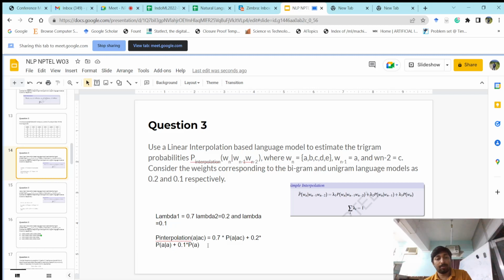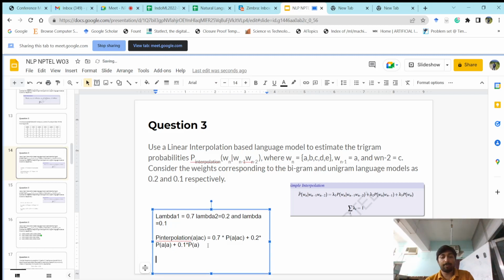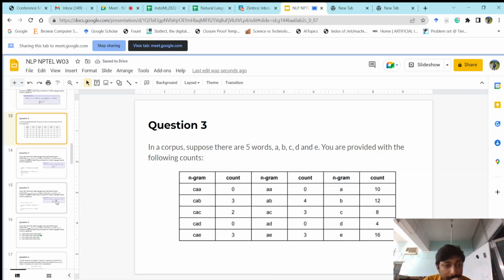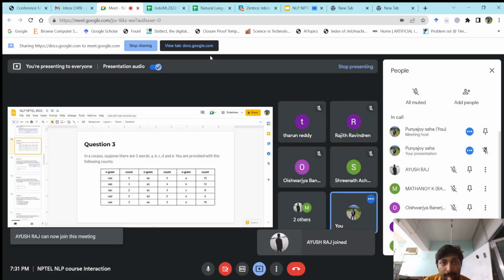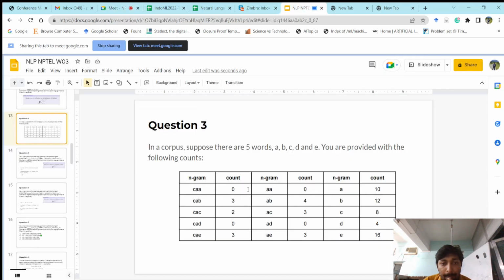Yes, sir. So then we have to basically put the values in, 0.7 multiplied by. Now let us look at the table. C followed by A followed by A. This is the case that we are looking at, right? A is the wn word, then wn minus 1, wn minus 2.